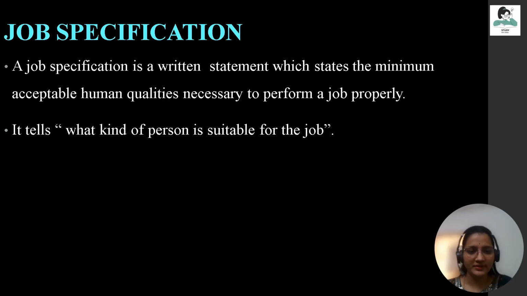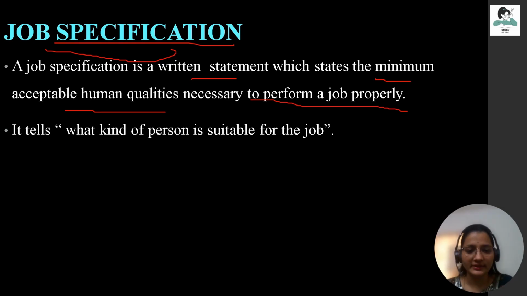Next, we have job specification. Okay, so what is job specification? A job specification is a written statement which states the minimum acceptable human qualities necessary to perform a job properly. So it tells what kind of person is suitable for the job.